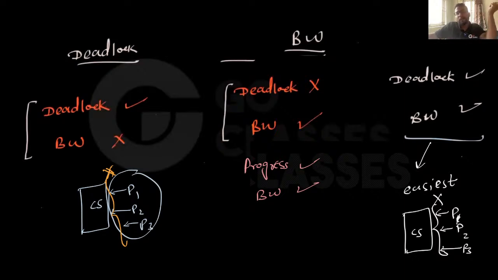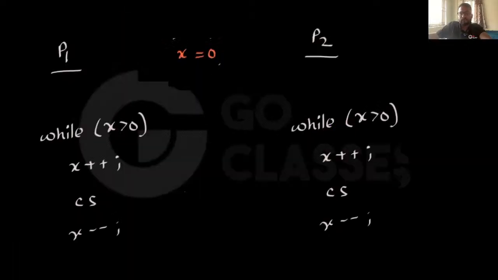Actually, it can happen in a program with different possible executions. In one possible execution this might lead to deadlock, but in another possible execution the bounded waiting is not there. Let's see what I mean by that. Consider this program. This is P1, this is P2, and this is a shared variable which is x equal to 0. Let's suppose while x greater than 0, this is the code for P1, and exactly the same code I have for P2.